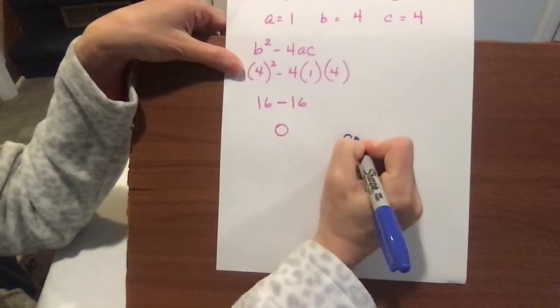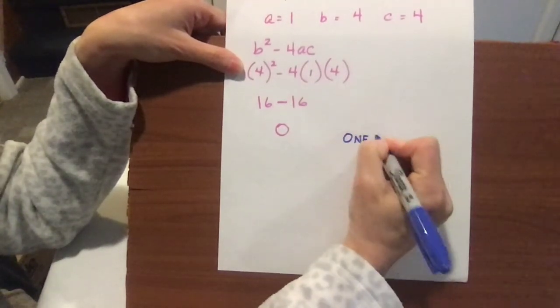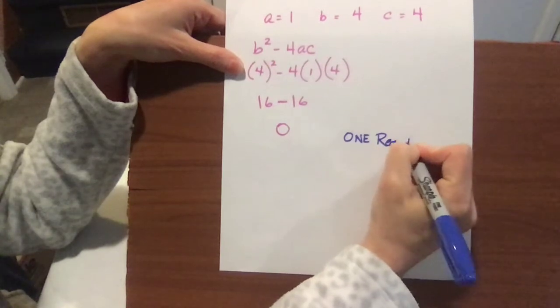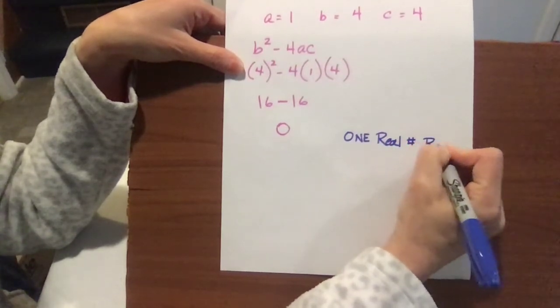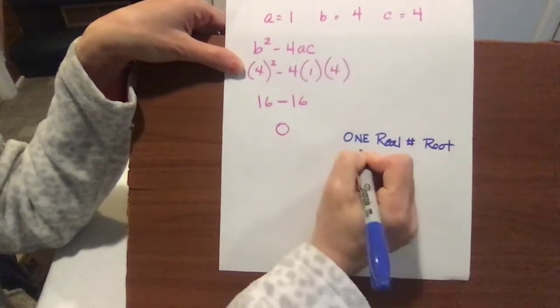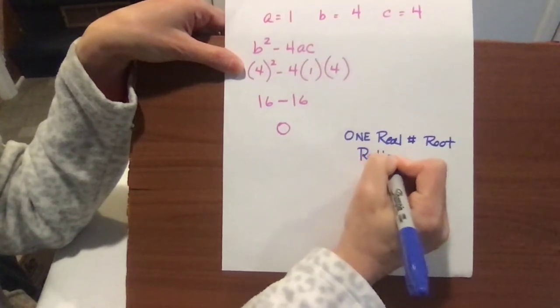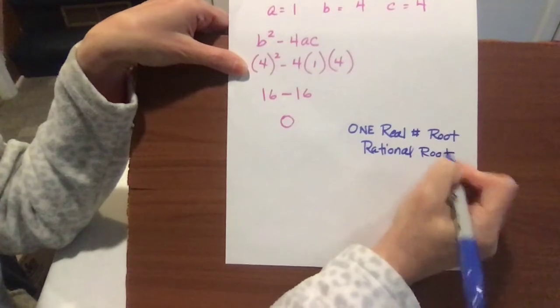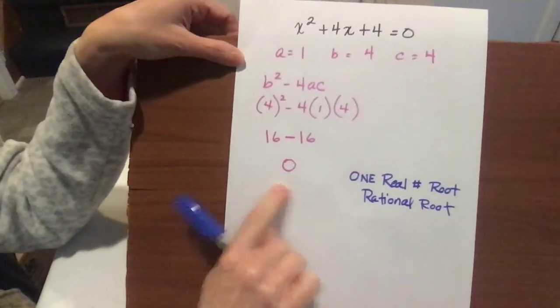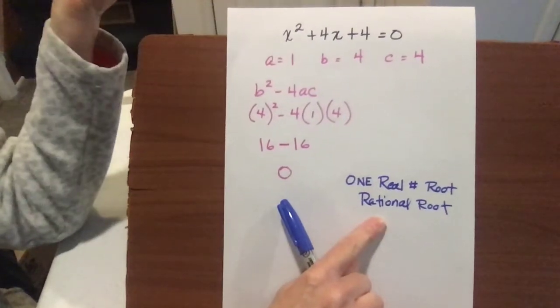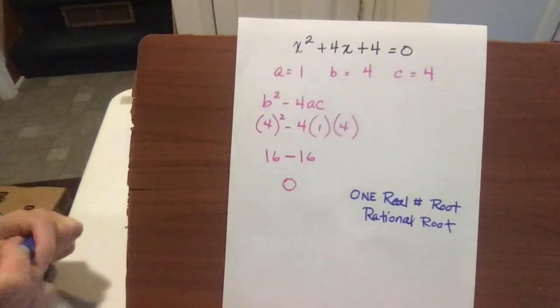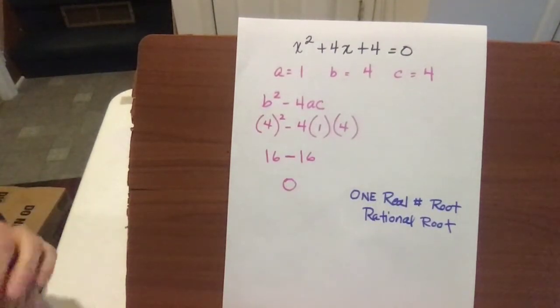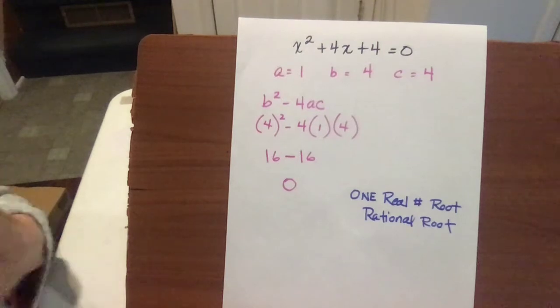It's a one real number root, and it is a rational number. And the reason it's a rational root is that it can be written as a fraction. It won't be a square root of 2. It won't be a square root of 3. It could be a square root of 4, which comes out to 2.